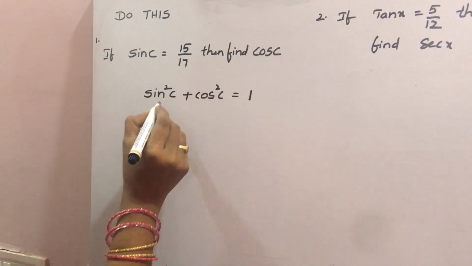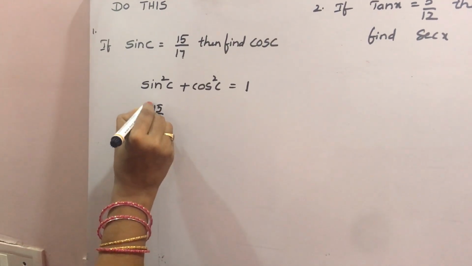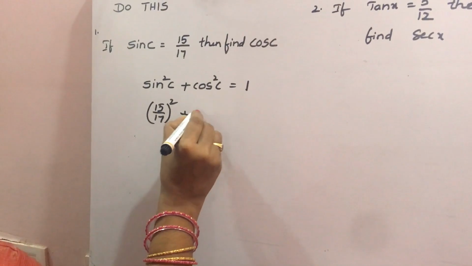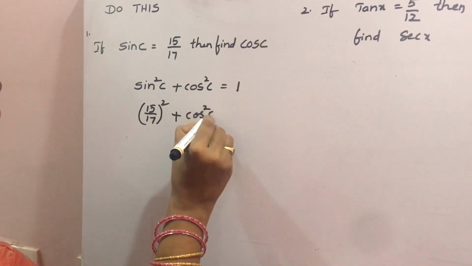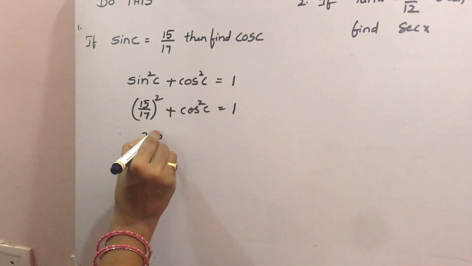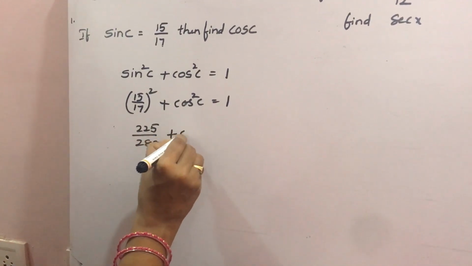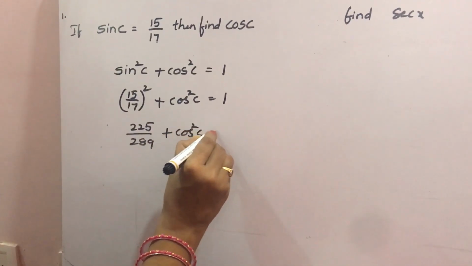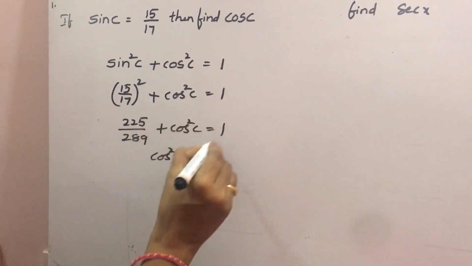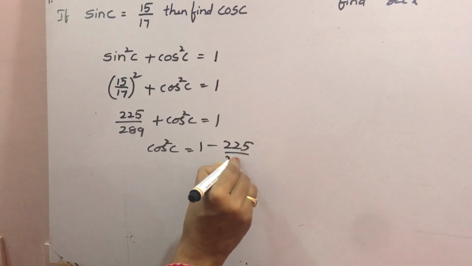Here, what is the value of sin C given? 15 by 17. Whole square is there, that's why I am writing 15 by 17 whole square plus cos square C is equal to 1. 15 square is equal to, we know, 225. 17 square is equal to 289 plus cos square C is equal to 1. Cos square C is equal to, if you take this side, it will become minus 225 by 289.